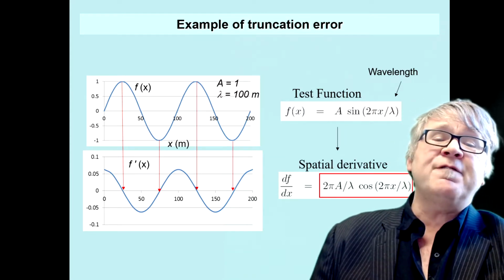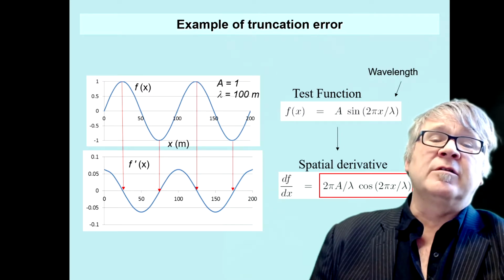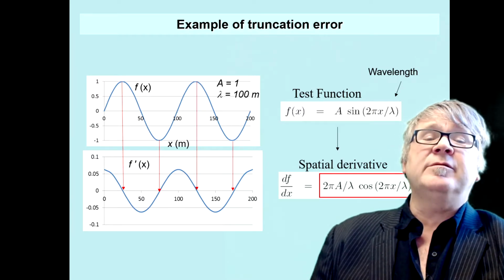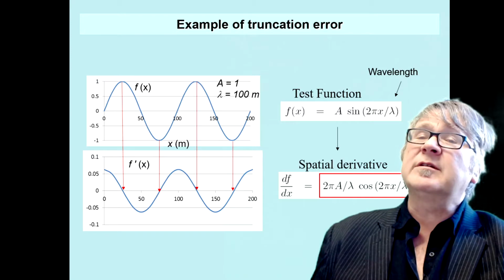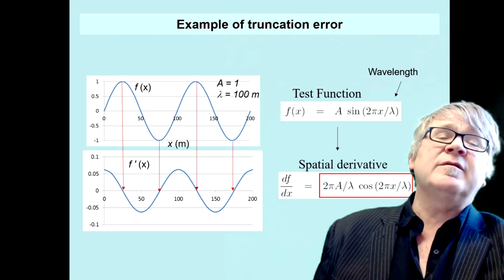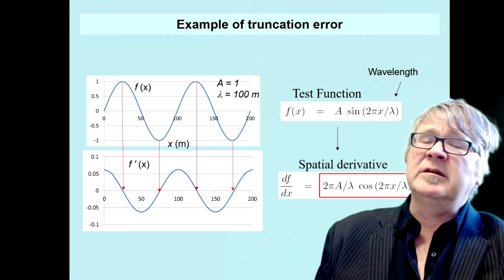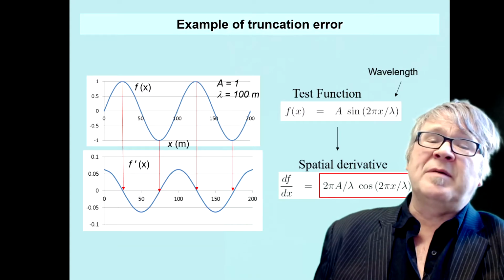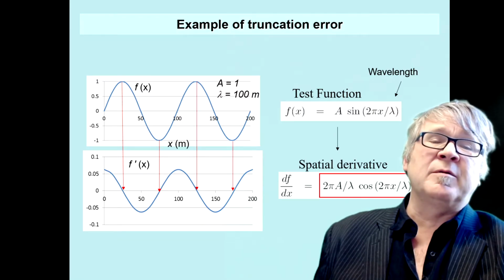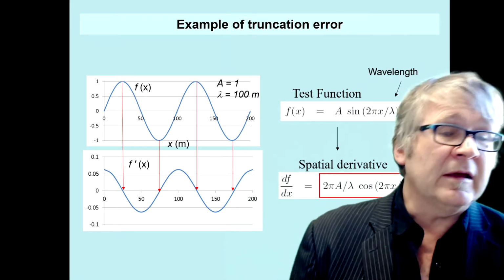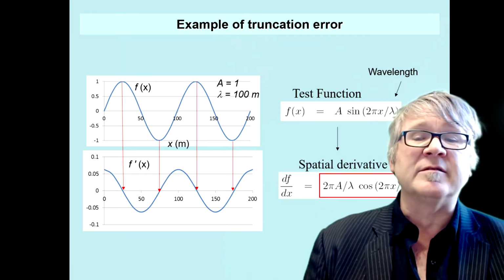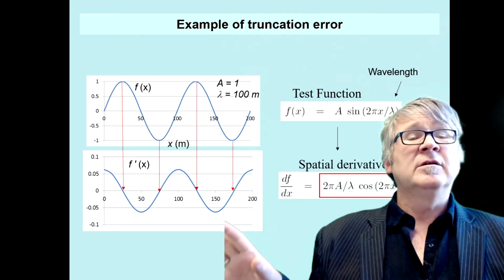Test function f is a function of the location x, and the function looks like this. It has an amplitude called A, and this one is just set to 1, so you don't need to worry about it. And then you have a sine, and the sine function depends on the location x, and it has 2 pi, and something that we call lambda, the wavelength. The wavelength is a given constant that you plug in, and we choose 100 meters. And then you can plot this function.